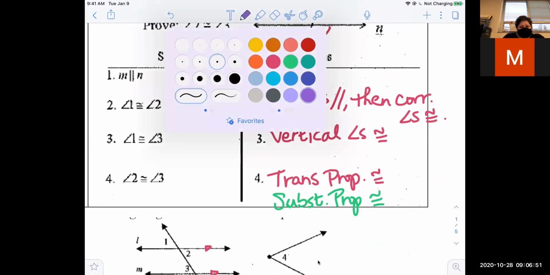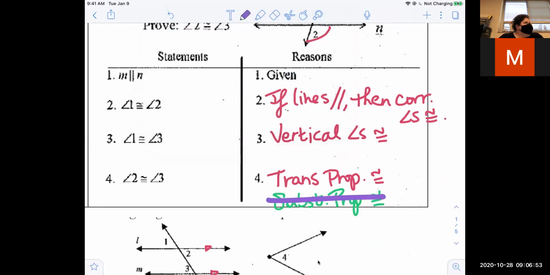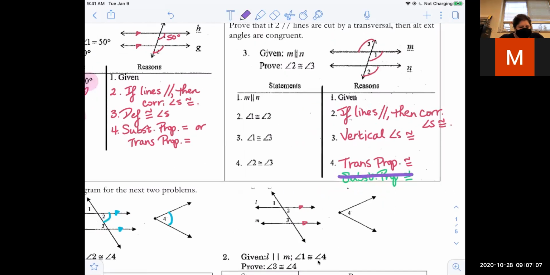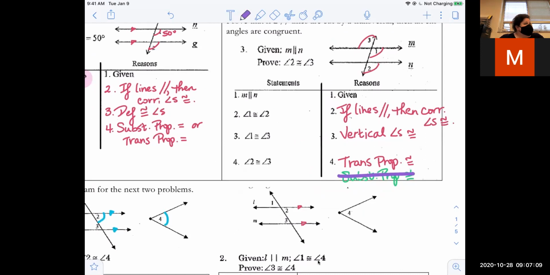If it's congruence and it looks like substitution, it has to be transitive. Okay, substitution is only for equations. So transitive is a property of equality and a property of congruence, but substitution is only a property of equality. All right, so you've got to make sure you call that transitive. With these proofs, a lot of times your last step is going to be either transitive or substitution. So just pay attention to whether you're using congruence, where it's transitive, or whether you're plugging things into equations, where it'll be substitution.